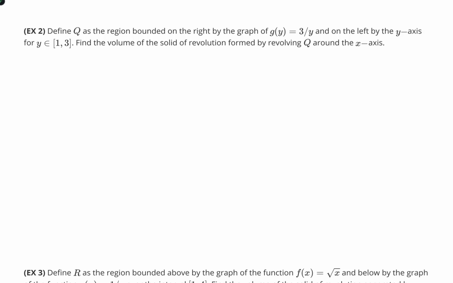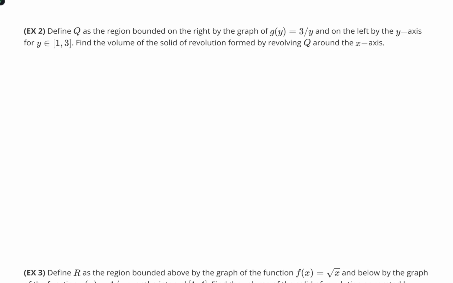Define Q as the region bounded on the right by the graph of g of y equals 3 over y, and on the left by the y-axis for y is an element of the set from 1 to 3 inclusive. Find the volume of the solid of revolution formed by revolving Q around the x-axis.